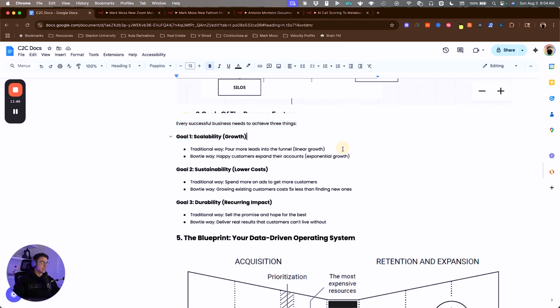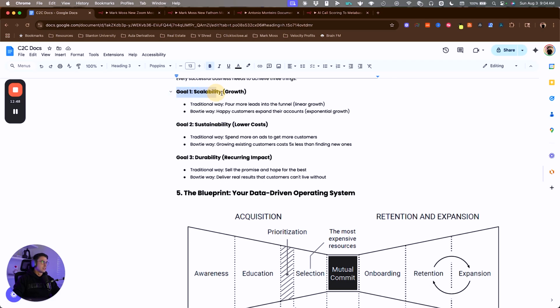And then every successful business needs to achieve three things. Goal one is scalability. In the traditional way, it's a linear format, right? Hey, we're doing 1 million right now and you want to do 10. If I 10x my pipeline, I'm going to get to 10 million, which is not how it happens. And the Bowtie way is where you focus on increasing your pipeline, but you also focus on making a recurring impact to your customers so you can expand the amount of money that you make from them, right?